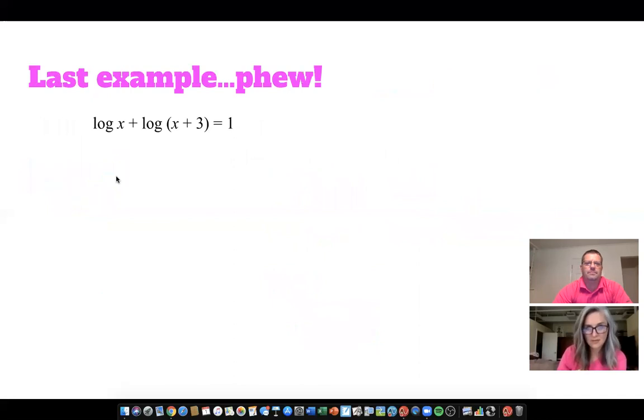all right, last example. Phew! This is a long lesson. All right, so now I got a property where I got the addition property, so that's like the multiplication thing, right? All right, grab your pen, silly goose.